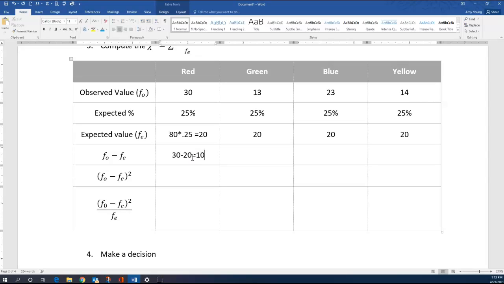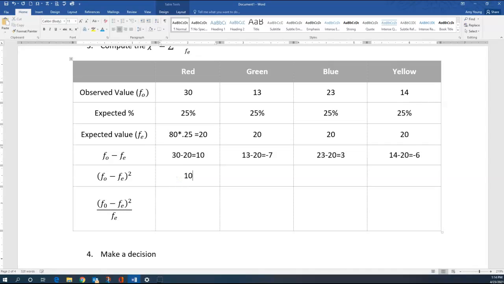And then on the next one, we would have 13 minus 20, and that is going to give us negative 7. And then here we have 23 minus 20, and so that is going to give us 3. And then 14 minus 20, and that is going to give us negative 6. And now what we're going to do is take those values, the 10, negative 7, 3, and negative 6, and square them.